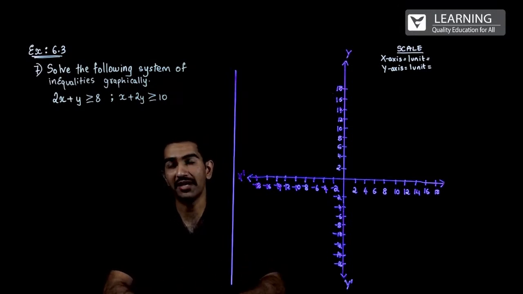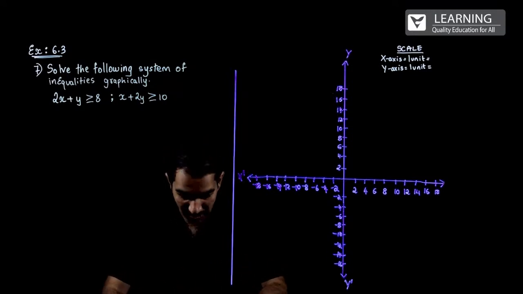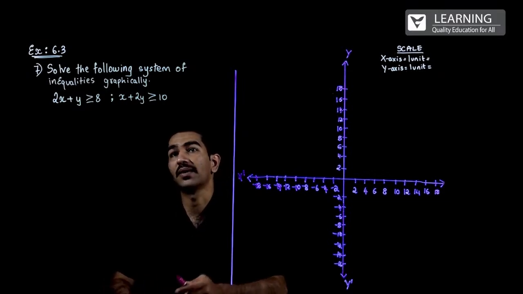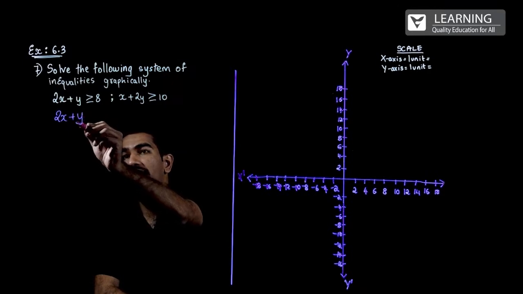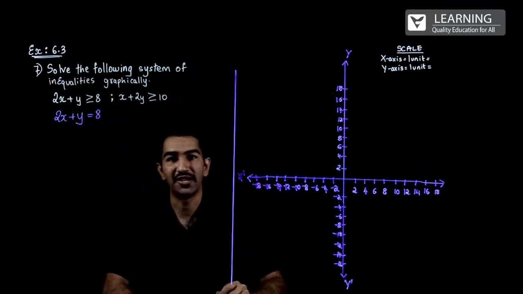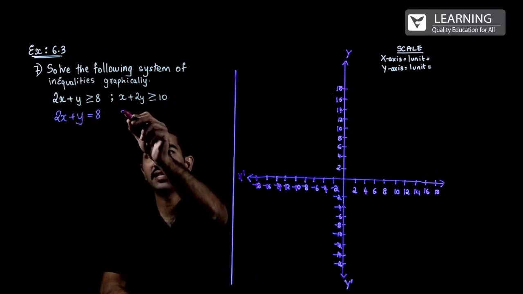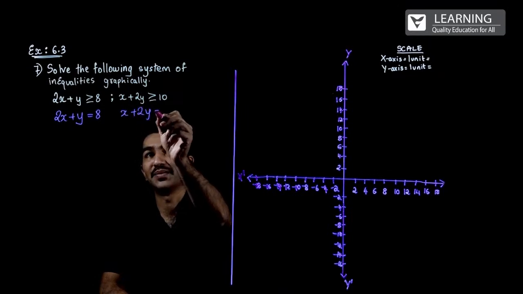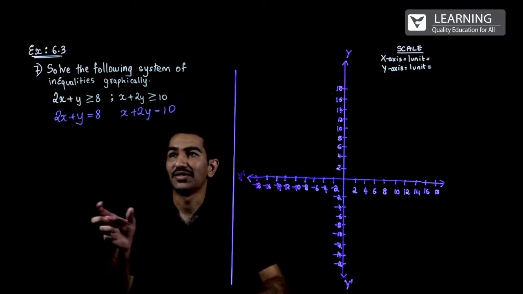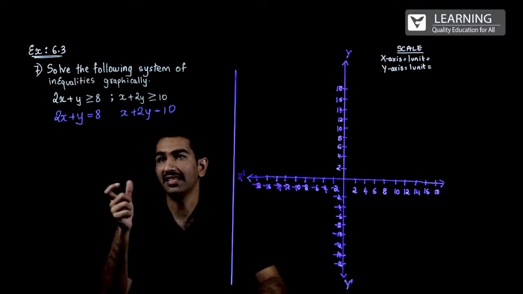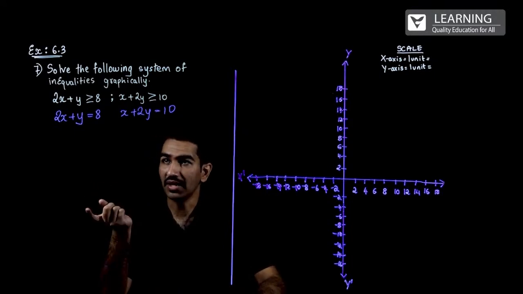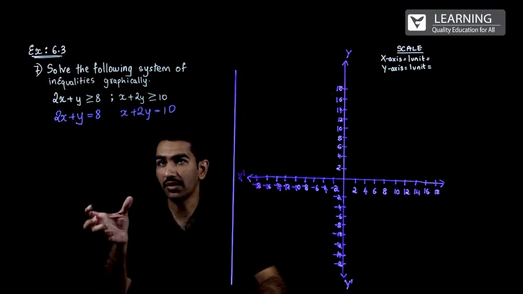Alright, so how do we plot? The very first step is we have to convert the given inequality into an equation. So that is nothing but 2x plus y equals 8. Similarly, do here x plus 2y equals 10. So now what happens, students? The very first step, we have converted the inequality into an equation. After converting into an equation, find out y.